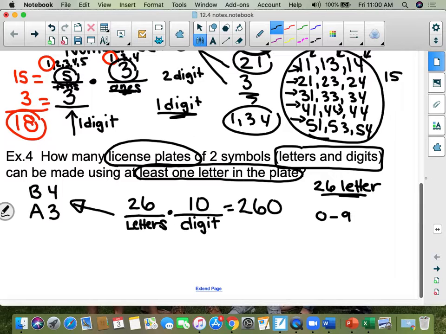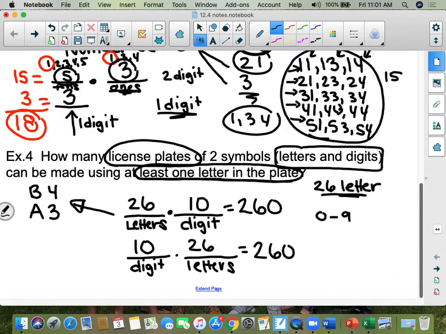You have to read this carefully. You need at least 1 letter. Couldn't you have a digit first and then the letters on your license plate? Couldn't there be 10 here and 26 here? Couldn't there be another 260 choices? Couldn't a license plate look like this? You need the digit first. Let's have the digit 0 and the letter K.